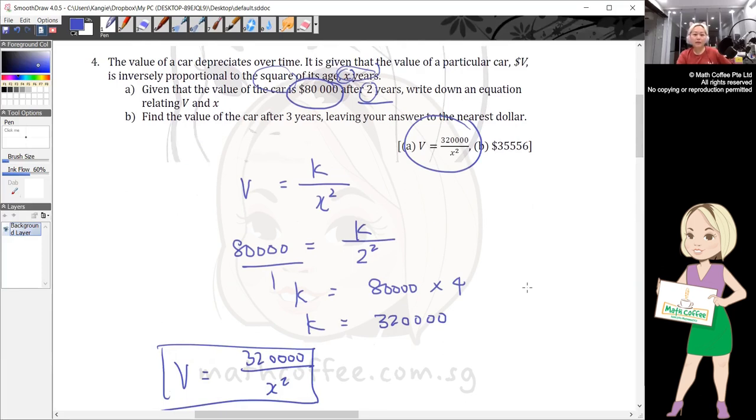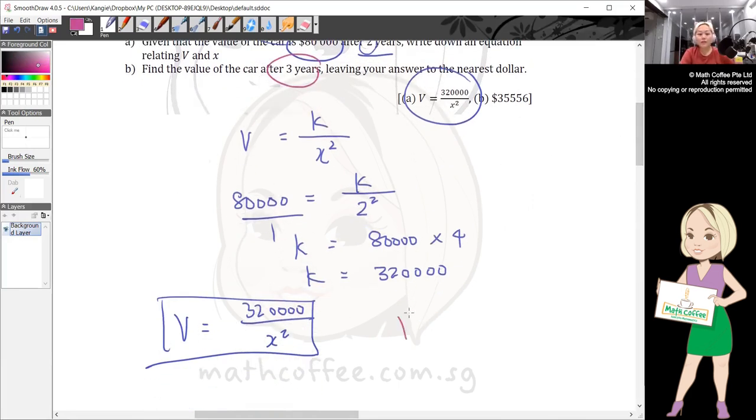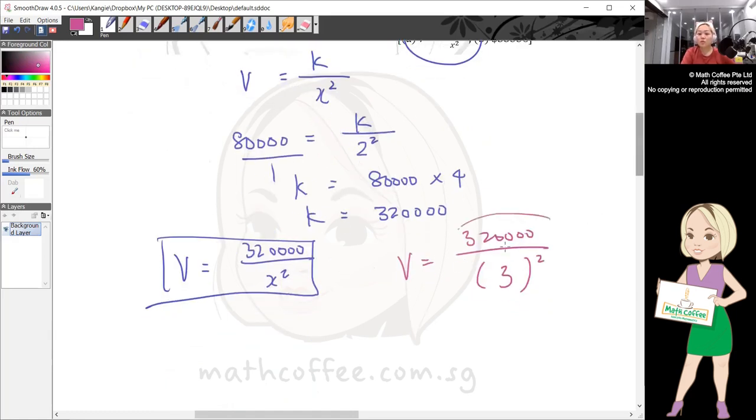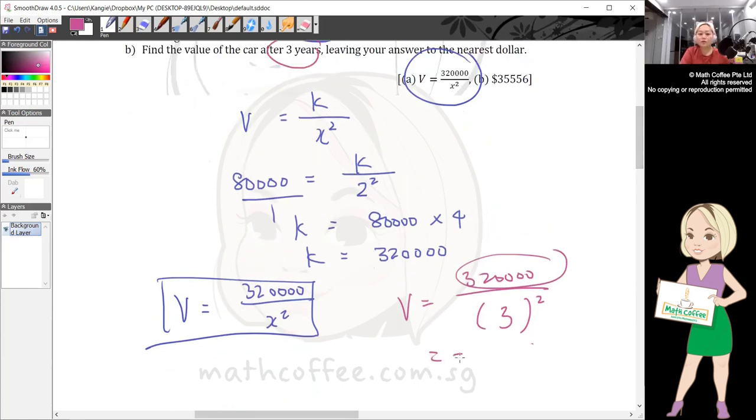Next, part B. They say find the value of the car after 3 years. Since I already have the full formula, I can easily just sub in x equals 3. So V is equal to 320,000 divided by x squared. My x this time is 3, so it's 320,000 divided by 9 and you will get 35,555.5555. It will go on and on.